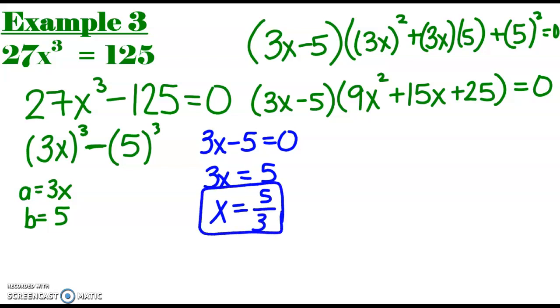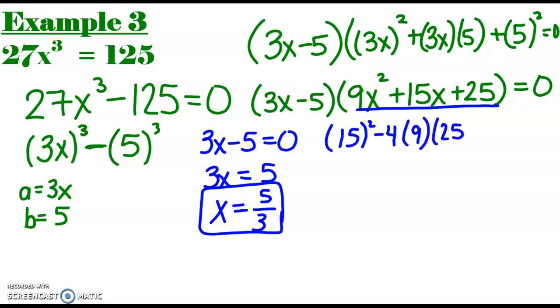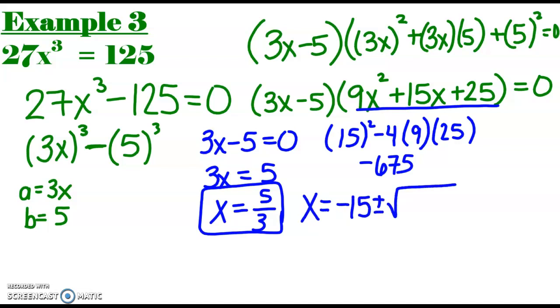Then we know that the inside is not going to be able to be factored. It's never going to happen. So you have to use the quadratic formula. So b squared, we have 15 squared minus 4 times a, which is 9, times c, which is 25. So I'm going to type that in my calculator. I get negative 675. So then quadratic formula, x equals negative b, which is 15, plus or minus the square root of negative 675 over 2 times a, which is 9.